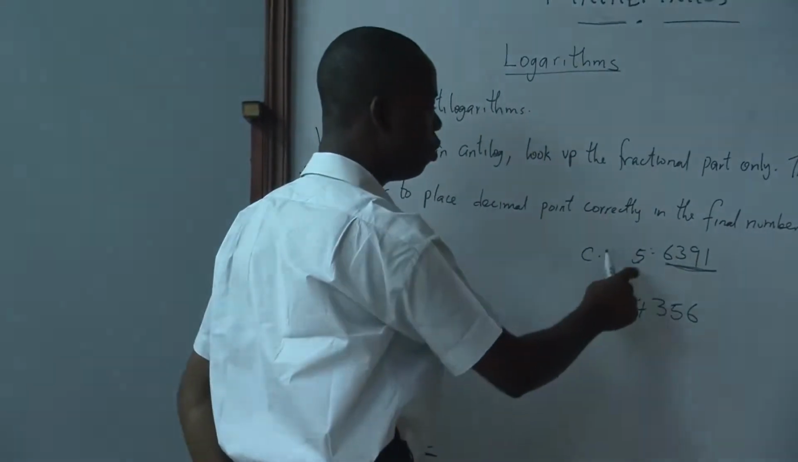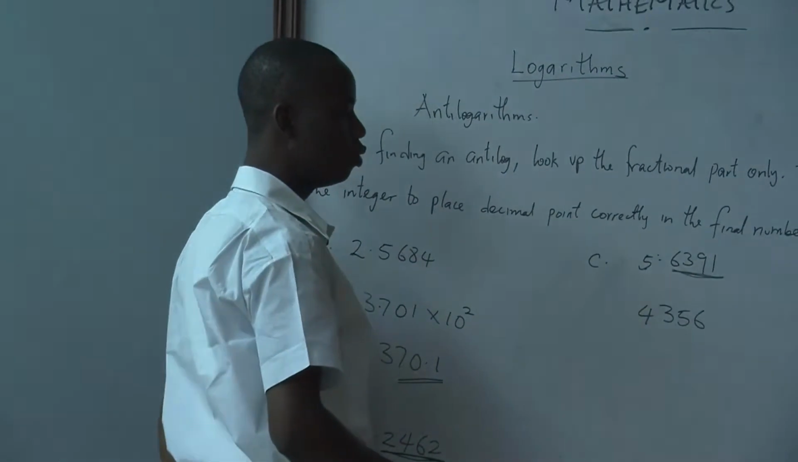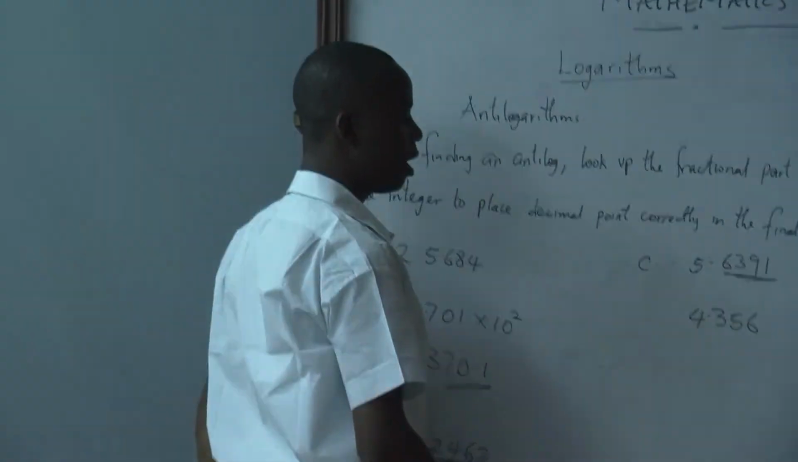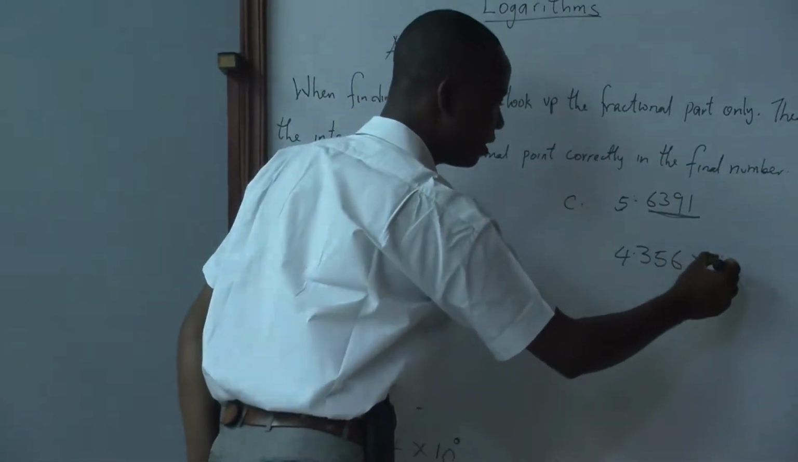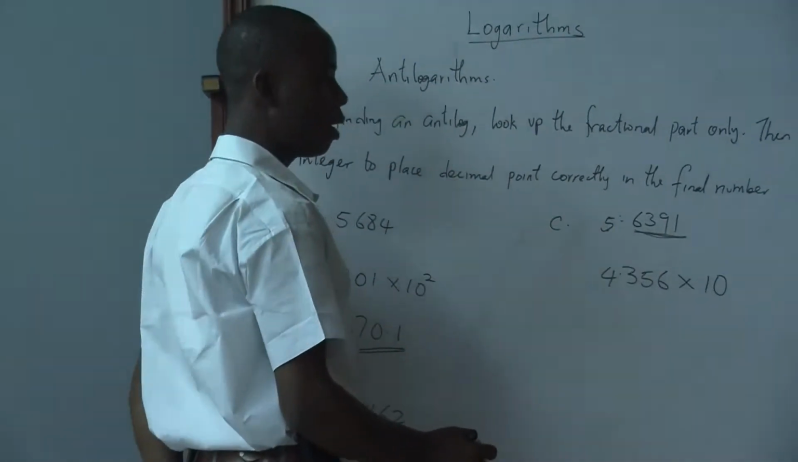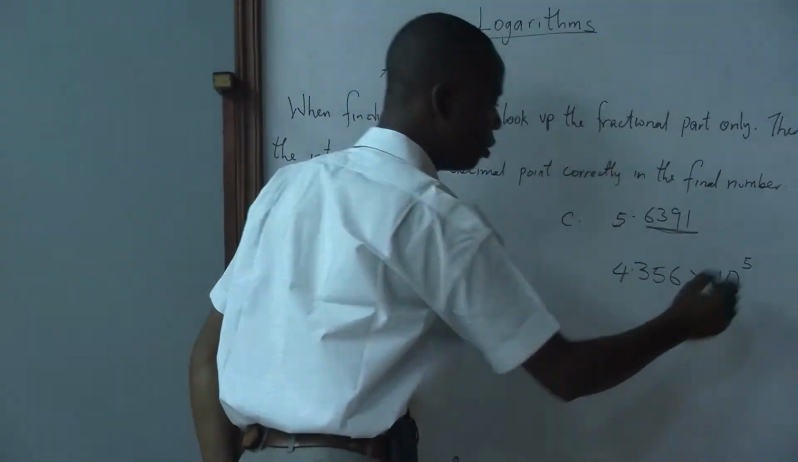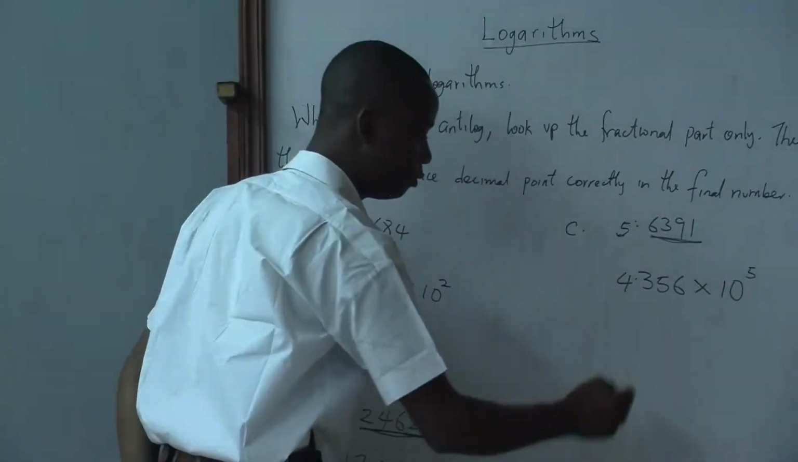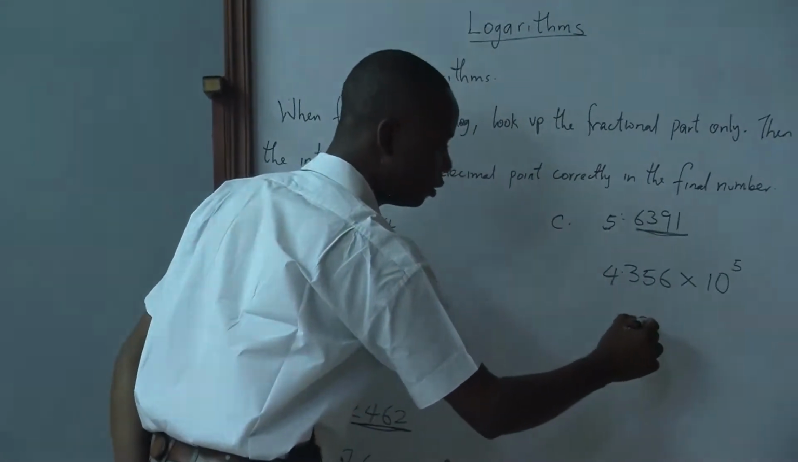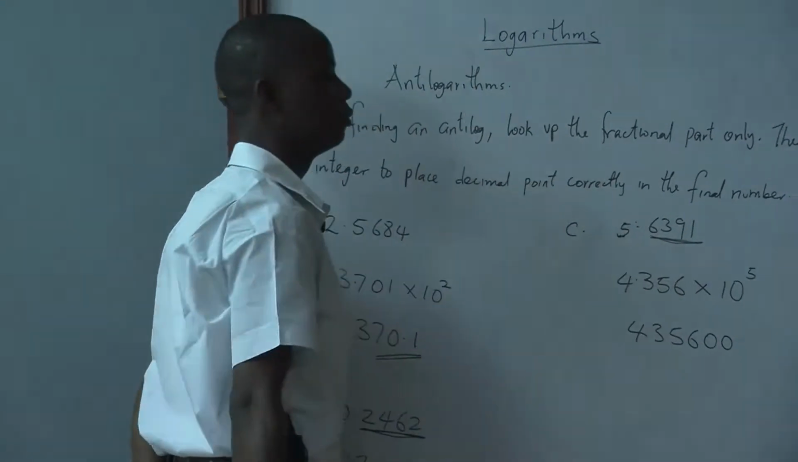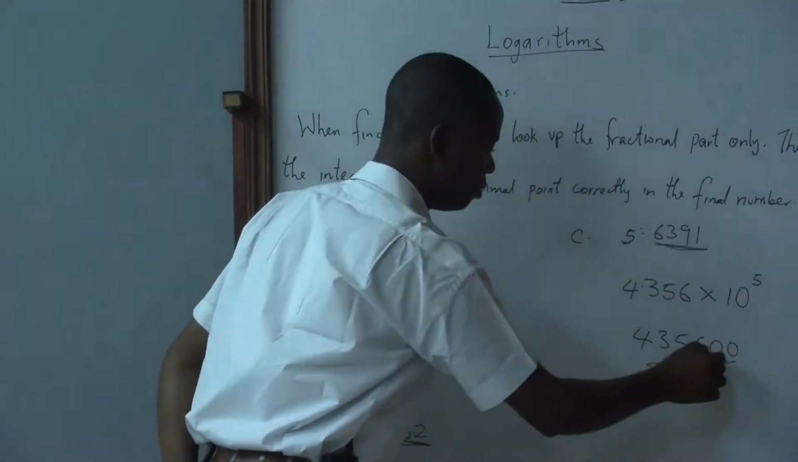We now need to know what the exact value will be. To know the exact value, we'll write this in standard form. 4.356 times 10 raised to the power of, the power we're going to have here will be this, which is 5. To write the expression in full, that will be 435,600. And that will be the final value here.